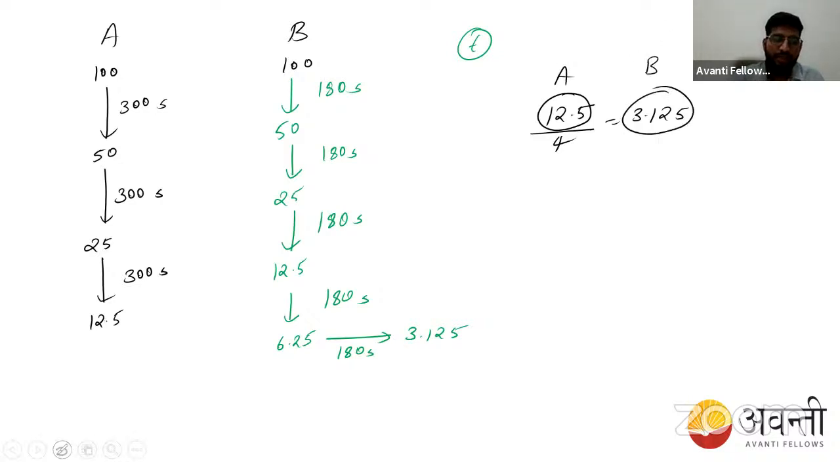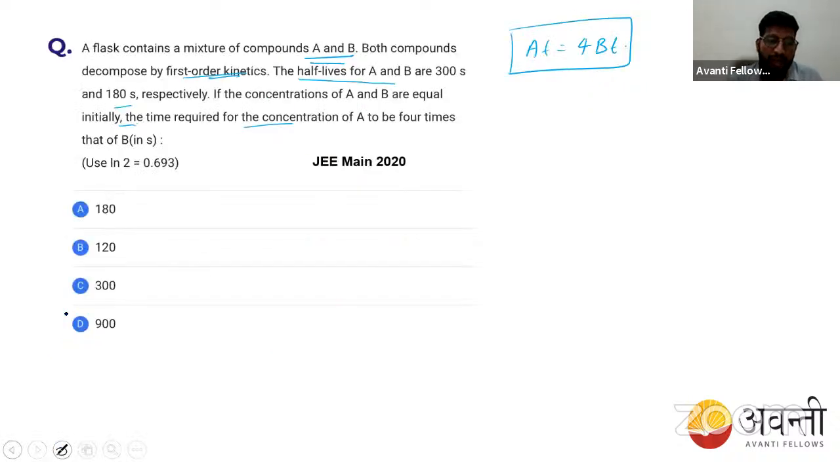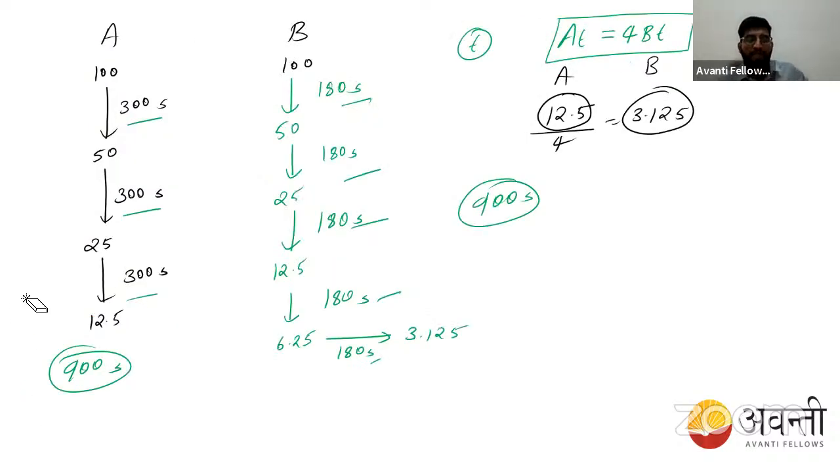So for this concentration, what is the time required here? 300, 300, 300, total 900 seconds. And here, 180, 180, 180, 180, and 180, which is also 900 seconds. So the time is the same, 900 seconds, but here the concentration of A at 900 seconds is 4 times the concentration of B at 900 seconds. So which is the correct answer? Option D is the correct one. So easily you can find these things. I think it's clear to all of you.